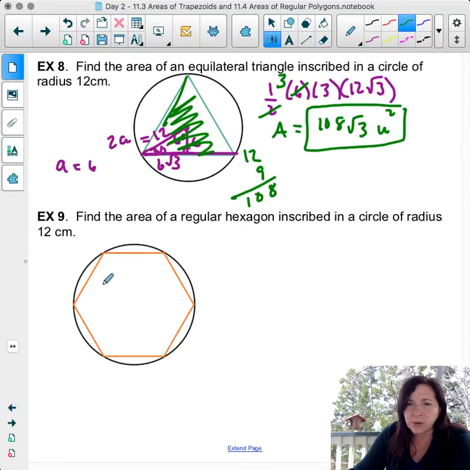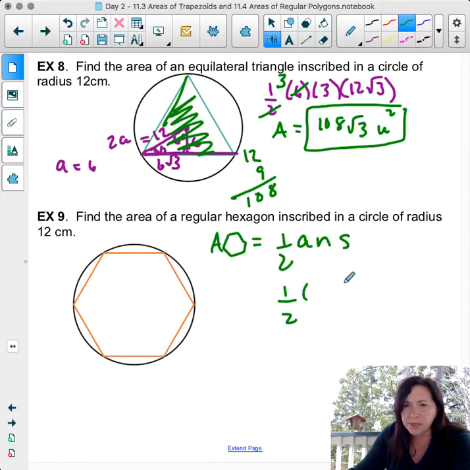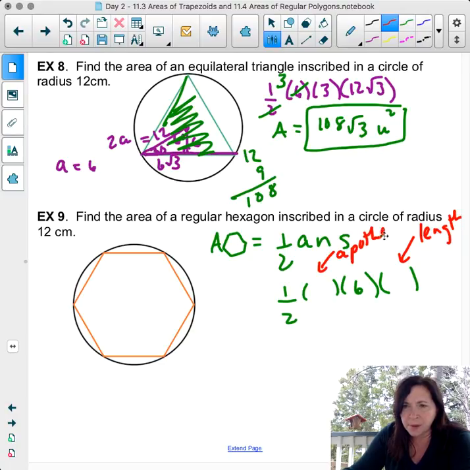Find the area of a regular hexagon. So the area of a hexagon is equal to 1/2 apothem times the number of sides times the length of one side. So again, there are some things we need to find. We need to find the length of one side. We need to find the apothem. We do know that the radius is equal to 12. So this is equal to 12 right here.